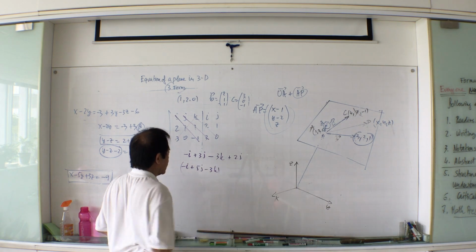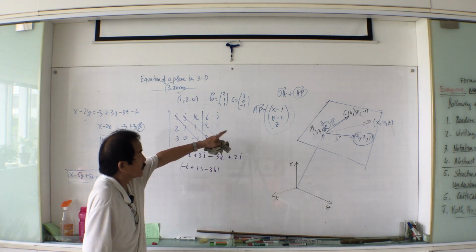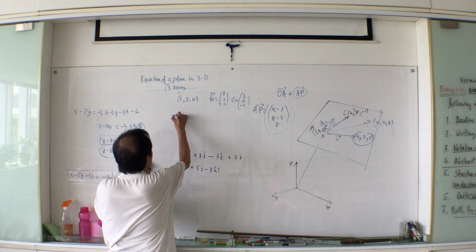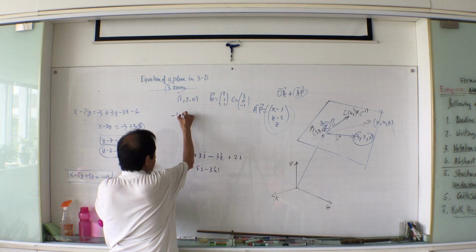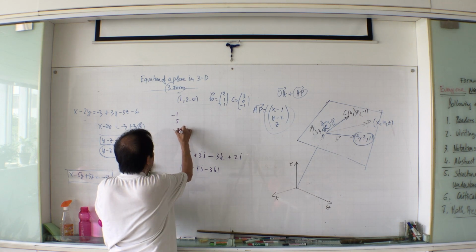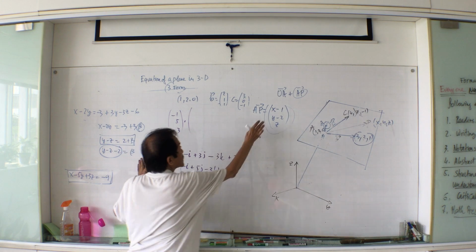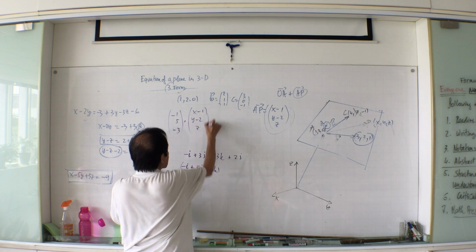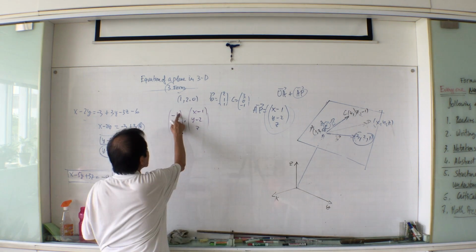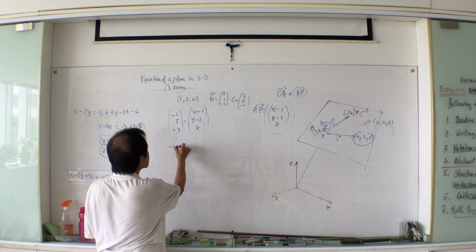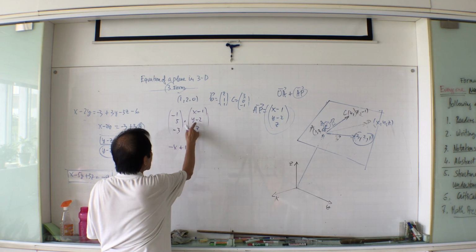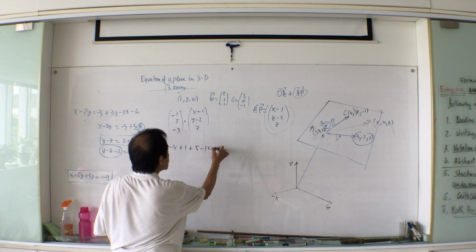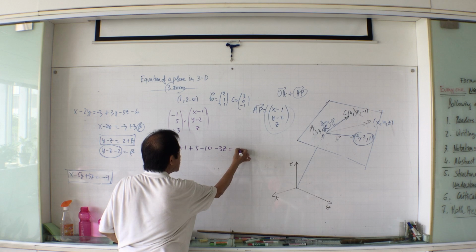This one is the normal vector. So now we dot it with the vector AP to see what happens. The normal vector is minus 1, 5, and minus 3. You dot it with the vector x minus 1, y minus 2, and z. So now what happens here? Minus 1 times that one equals minus x plus 1. 5 times y minus 2 equals 5y minus 10. Minus 3 times z equals minus 3z, equals 0.